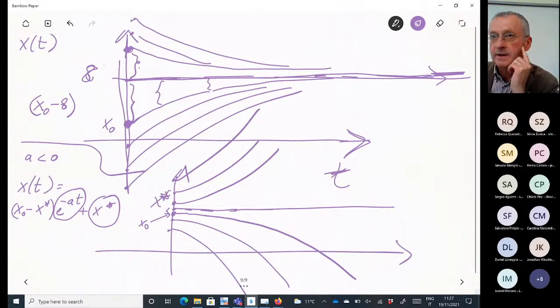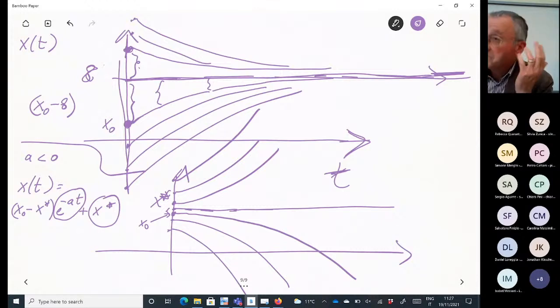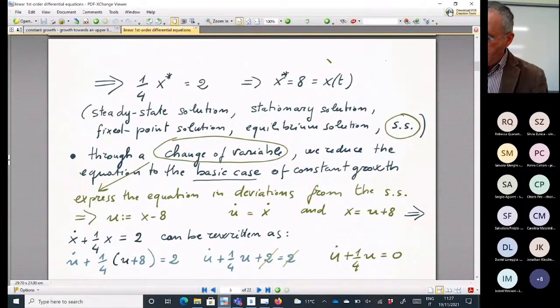And in fact, we have a solution which is basically obtained by just changing the variable in terms of deviation from the steady state. So this is the basic idea. So everything is explained here, including the example. So you don't need to write anything. Now let me see more examples.